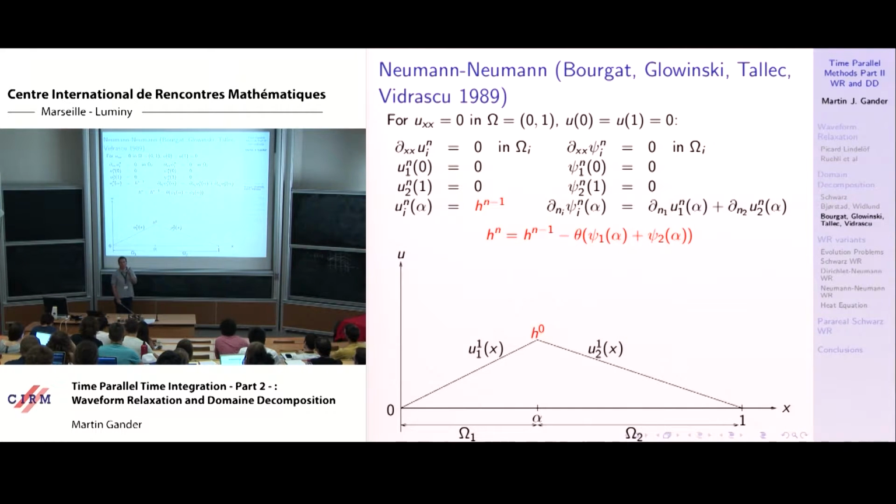So that costs twice as much as the other method because you have two solves. But then you calculate the normal derivatives that you get here and here, and you impose their sum as a Neumann condition again on both subdomains.